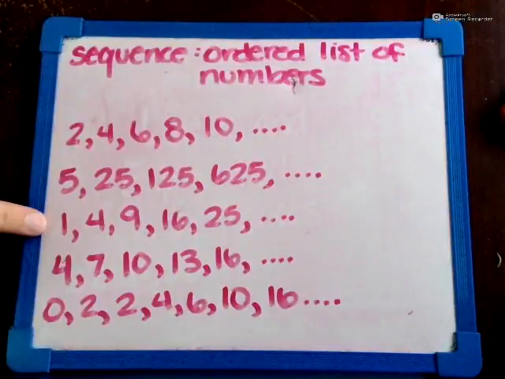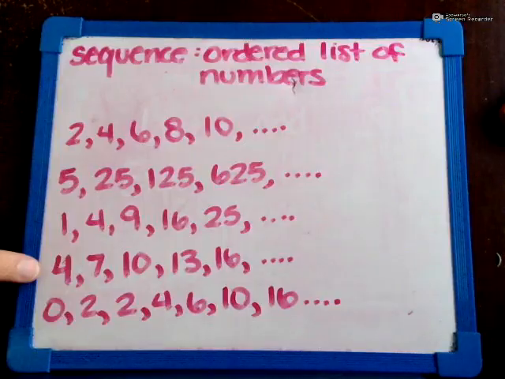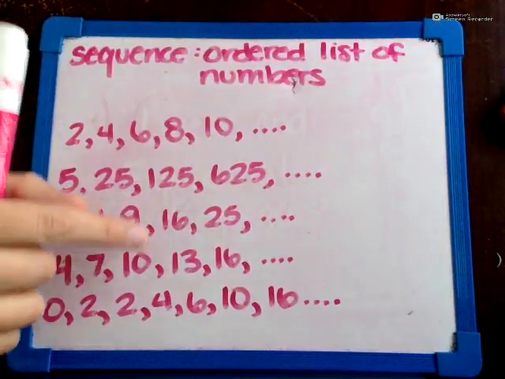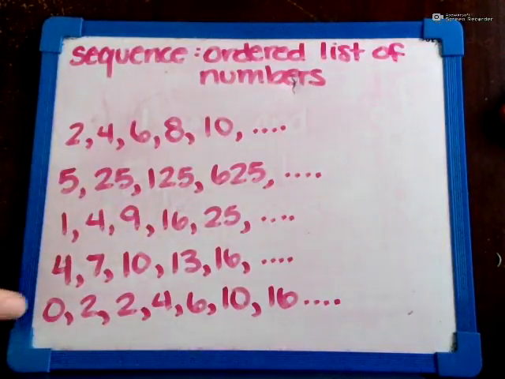Then we have 1, 4, 9, 16, 25. I have no idea. None whatsoever. Then we have 4, 7, 10, 13, 16. Okay, this is fine. 4 plus 3 is 7, 7 plus 3 is 10, 10 plus 3 is 13, 13 plus 3 is 16. I can do this.